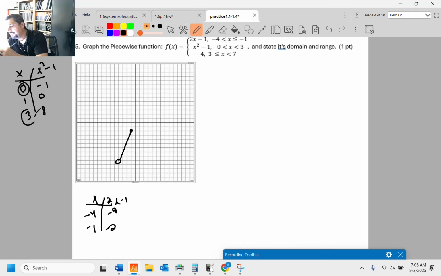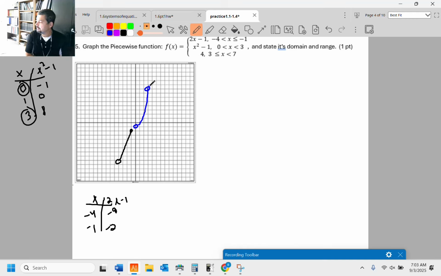Open, open. So 0, -1 is open. 1, 0 would be a dot. And 3, 8 would be open as well. The only reason I did the third point there was to give me an idea of what the curvature looked like.